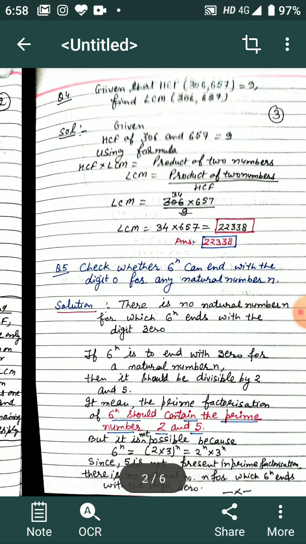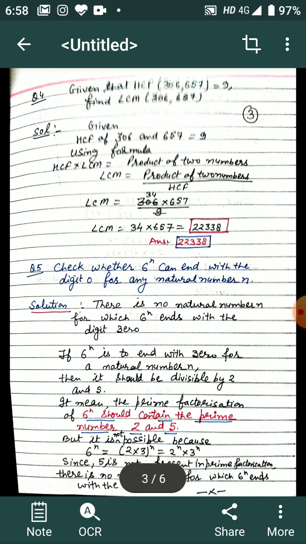And next is question number 4. You have to find out the LCM using the formula. I have told you the formula is HCF into LCM is equal to product of two numbers. When you have to find out LCM, you will divide product by HCF, and if you have to find the HCF, then you will divide product by LCM. Simple question. Now question number 5 is there.